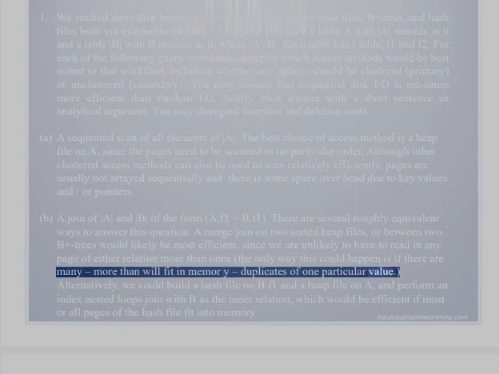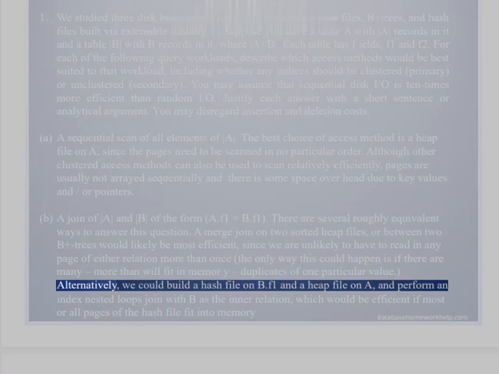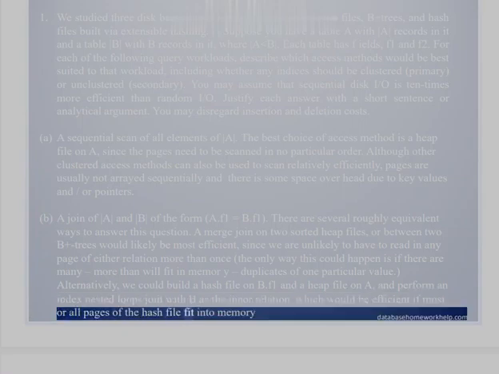The only way this could happen is if there are many duplicates of one particular value, more than will fit in memory. Alternatively, we could build a hash file on B.F1 and a heap file on A, and perform an index nested loops join with B as the inner relation, which would be efficient if most or all pages of the hash file fit into memory.